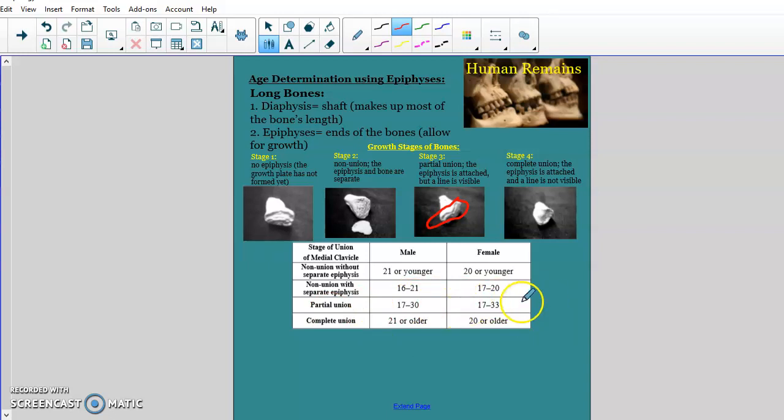And then usually complete union, they're going to assume 25 or older. Can be as young as 20, but usually 25 or older, they'll say, okay, now we know this person's above the age of 25 or above the age of 20. Okay, and so that's how they use the long bones to estimate an individual's age.